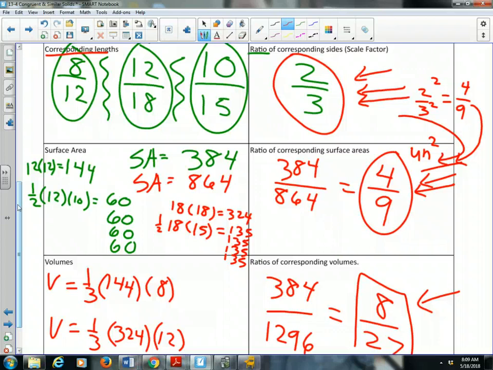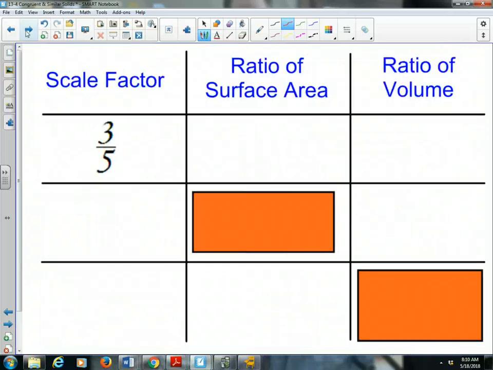And then notice how you get to volume. Volume is cubic units. So if you take the scale factor, 2/3, and you cube it, because it's cubic units, 2 times 2 times 2 is 8. 3 times 3 times 3 is 27. So the relationship between the scale factor and volume is you cube the scale factor to get to the ratio of the volume, 8/27. And that's going to help us solve a bunch of problems with similar solids. So let's just practice one here on the next slide.